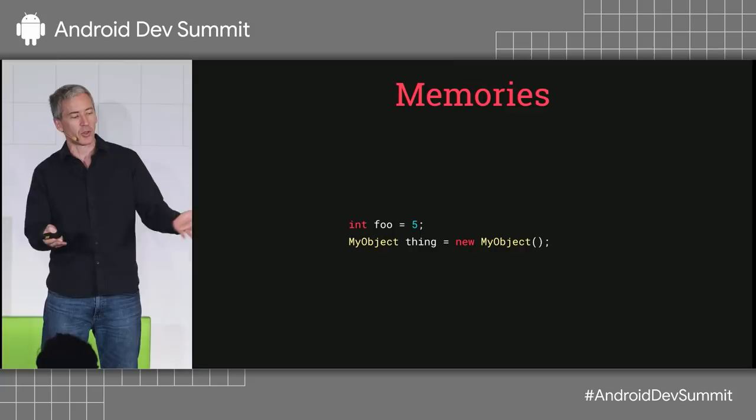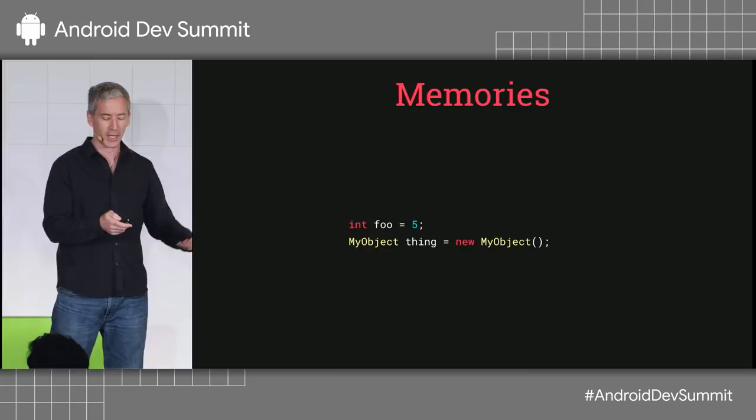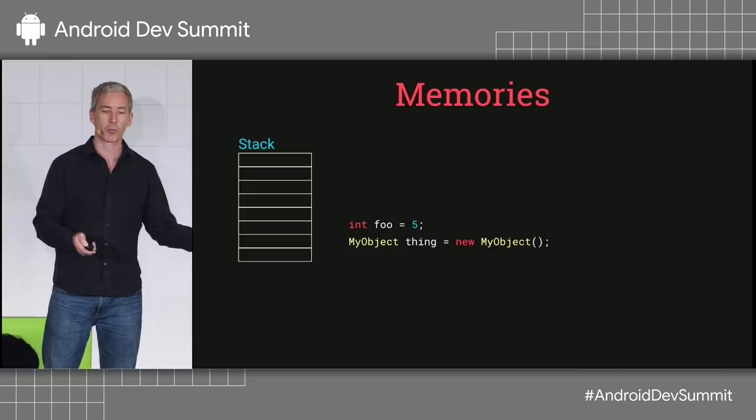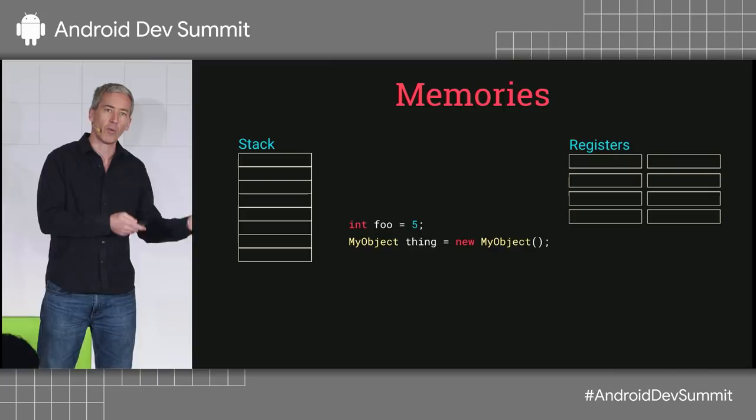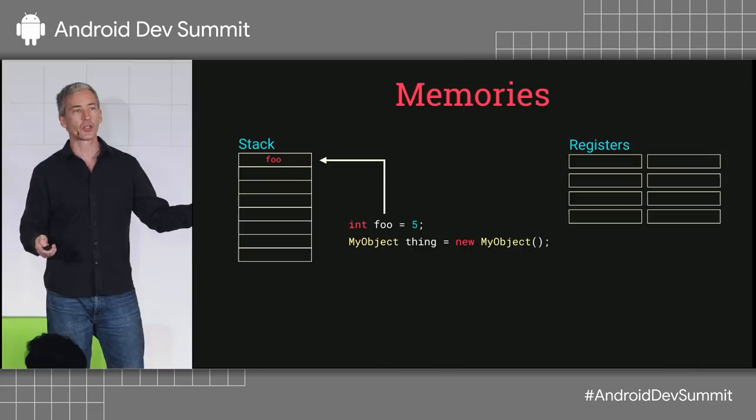We're going to set it equal to 5, and then we're going to allocate an object here. Well, there are different kinds of memory in the system and different implications. So if we're going to have a primitive type, that may show up in the stack, or it may show up in registers. Dalvik was a register-based allocation system, so it actually pops it in over there. But whether it shows up in the stack or the register, you can think of it as essentially free.